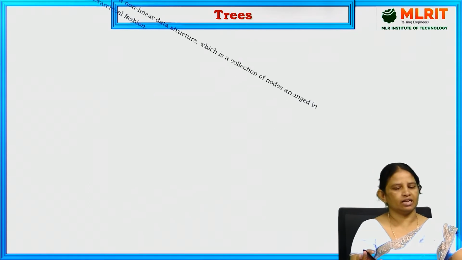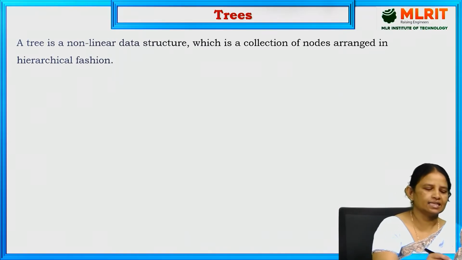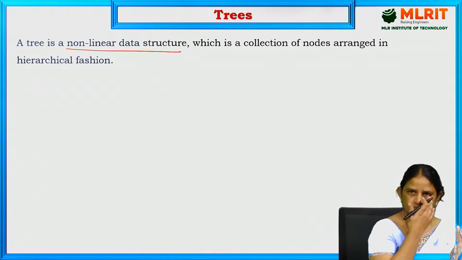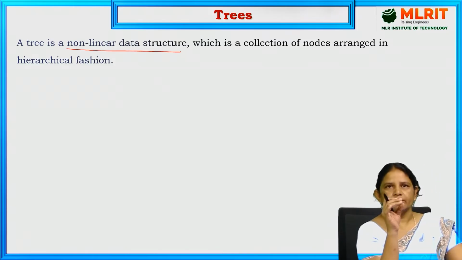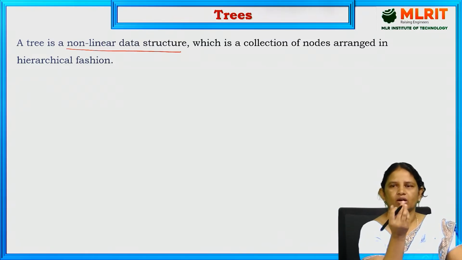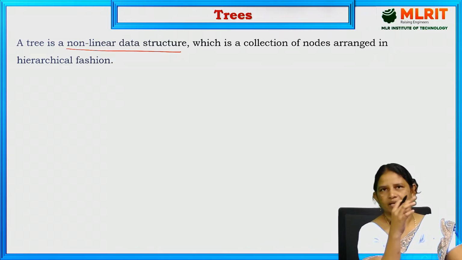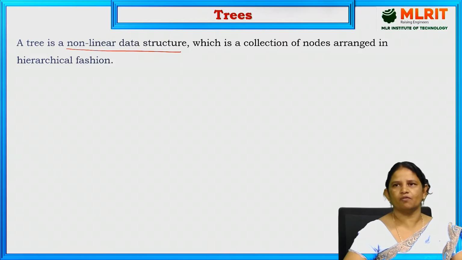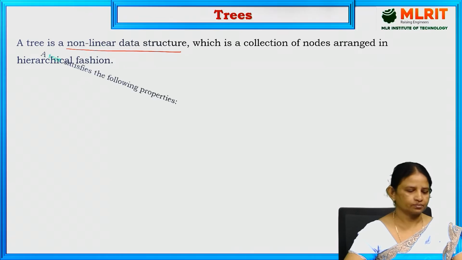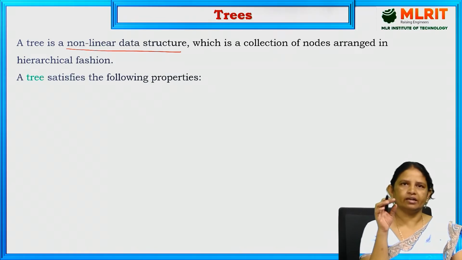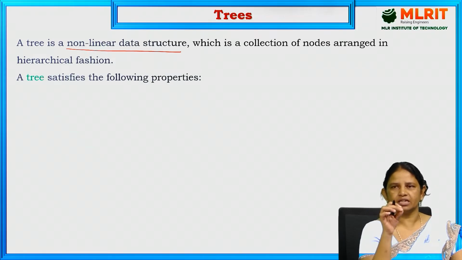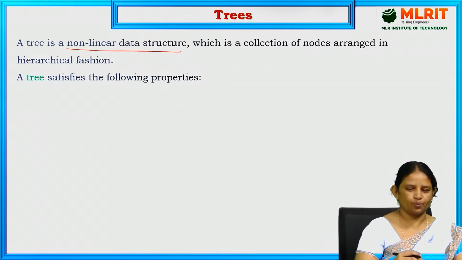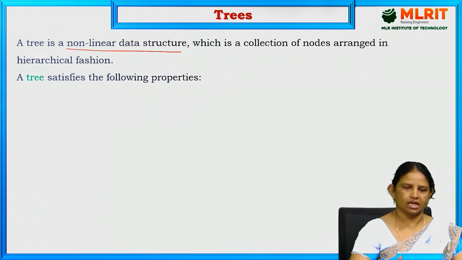Then coming to the definition of a tree. A tree is a non-linear data structure. That means there is no particular linear order; we store the data in a non-linear manner, consisting of nodes arranged in the form of a hierarchical structure. So how can we say it is a tree? It should satisfy the following properties. If the following properties are not satisfied, then it is not a tree.